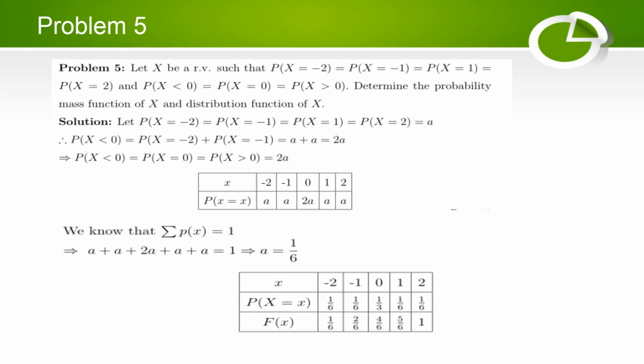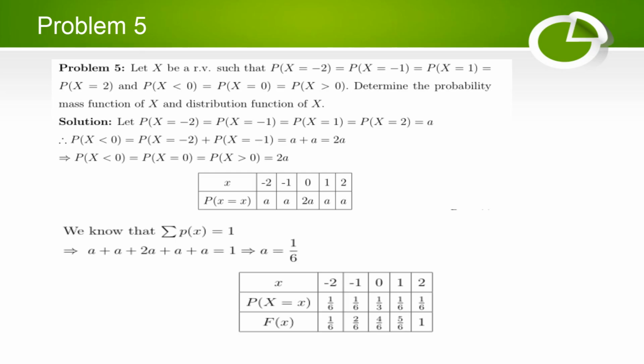Solution. Let P of x equals minus 2 equals P of x equals minus 1, P of x equals 1, P of x equals 2 equals a. Therefore P of x less than 0 equals P of x equals minus 2 plus P of x equals minus 1 equals a plus a equals 2a. X takes values minus 2, minus 1, 0, 1, 2. P of x takes values a, a, 2a, a, a.